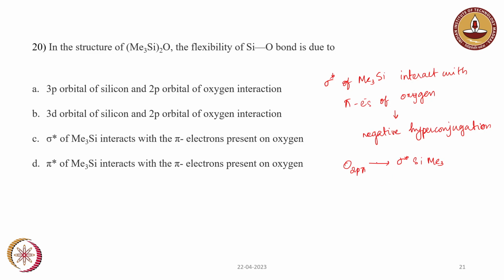And due to this transfer from oxygen to sigma star of Si-Me3, the Lewis basicity of oxygen decreases. So O becomes less Lewis basic.